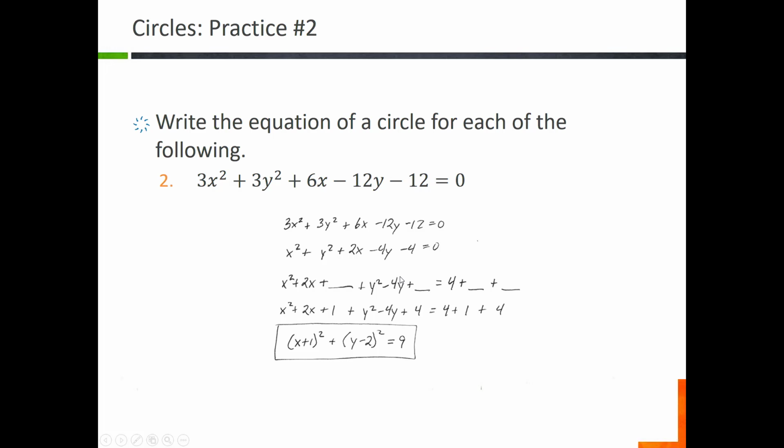So to figure out what you add in both places, take the number in front of the x and the number in front of the y, divide that by 2 and square it. So we have a 2 in front of the x, so 2 divided by 2 is a 1, and 1 squared is 1, so I'm going to add a 1 on the x's. I have a 4y, so 4 divided by 2 is 2, and 2 squared is 4, so I'm going to add a 4 with the y's. And since I added a 1 and a 4 on the left, I have to add a 1 and a 4 on the right. And so that gives me the equation x plus 1 squared plus y minus 2 squared is equal to 9.